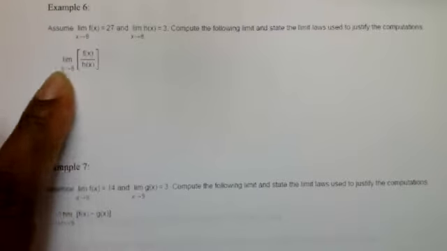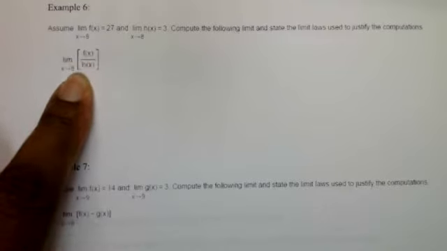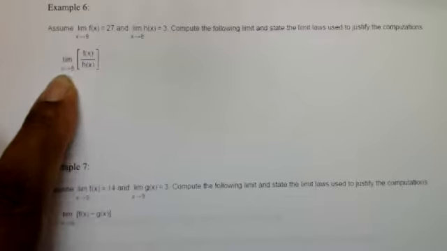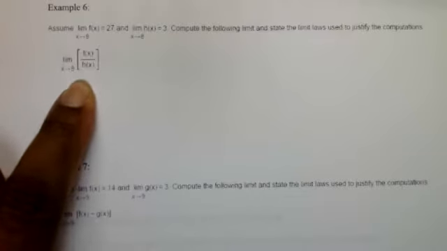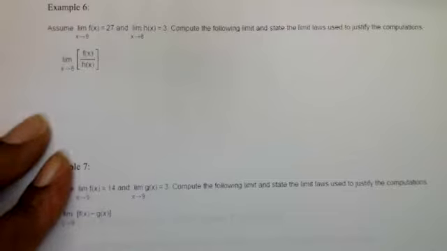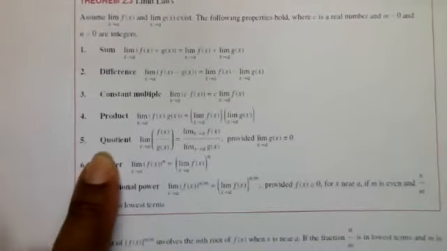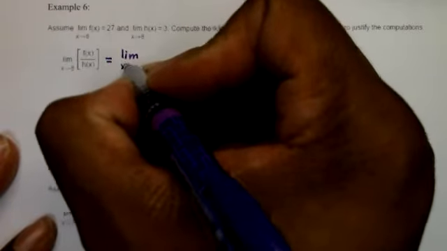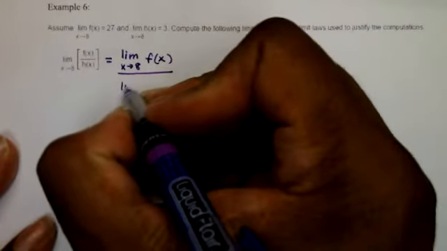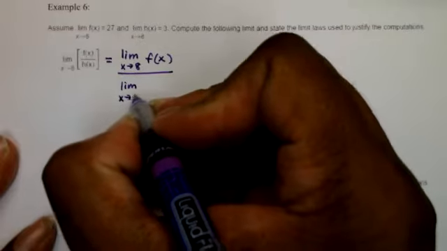All right, so here we got the limit of a quotient, because we got a numerator and a denominator. The limit of a quotient, I can write that as the quotient of their individual limits. So here I'm using the quotient law for limits. That's this. So here I'm going to write that as the limit as x approaches 8 of f of x divided by the limit as x approaches 8 of h of x.